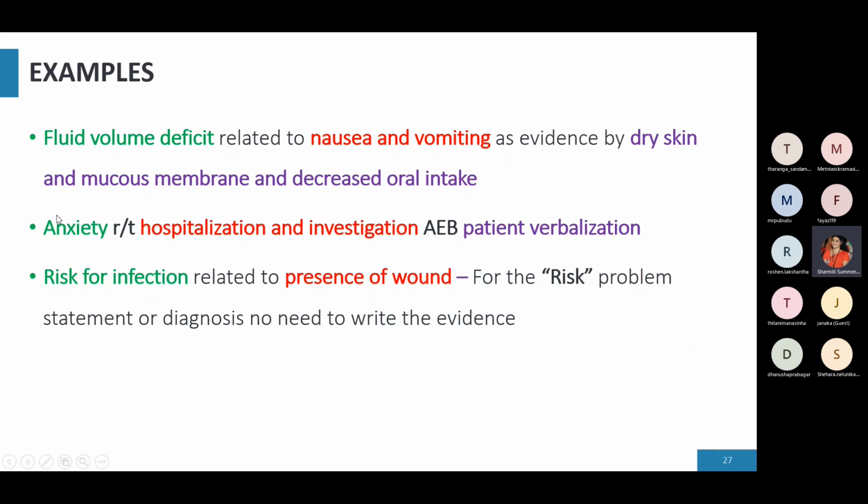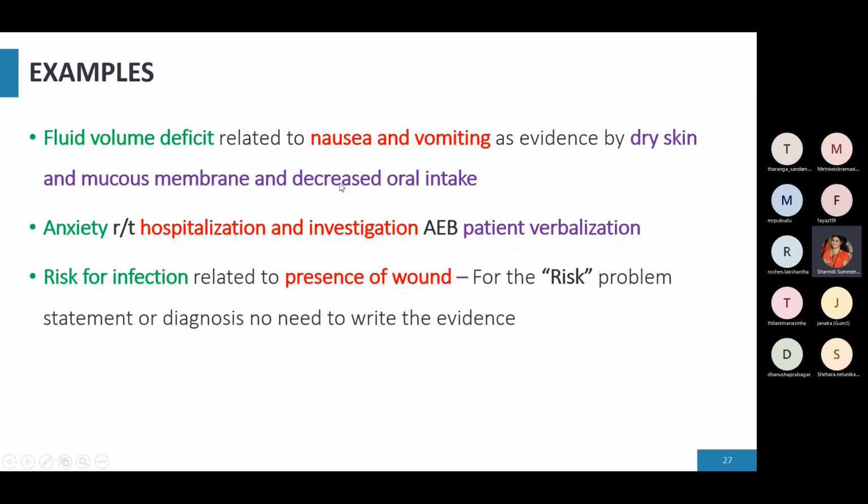Normally, the problem statement, the problem that you identified from the patient, comes first. Next to the problem comes why that problem occurs, the cause or the etiology. And the last part of the sentence is how you identified it, how you are telling that this person has this problem.